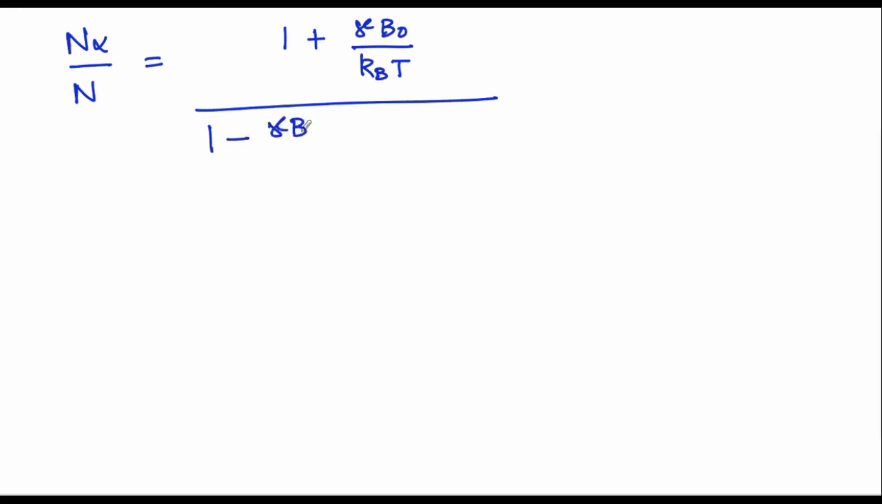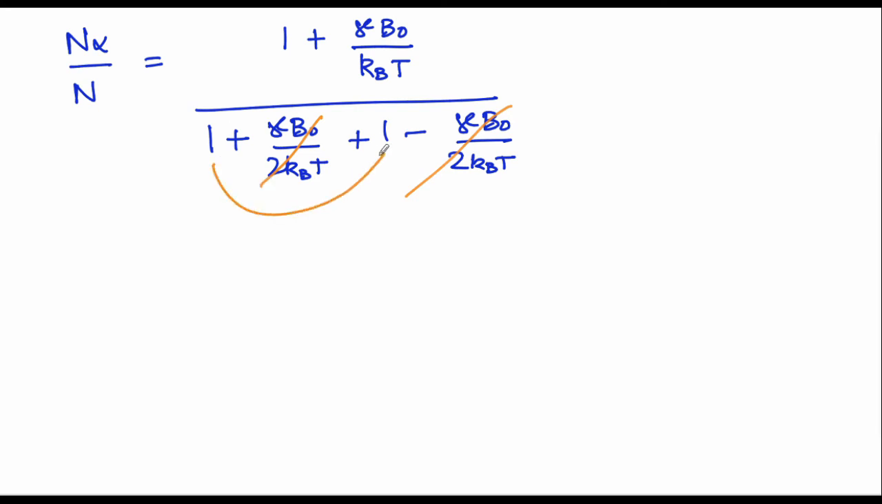N alpha by n will therefore become 1 minus of minus, which will be plus gamma B naught by kBT, the whole divided by 1 plus gamma B naught by 2 kBT plus 1 minus gamma B naught by 2 kBT. These two terms will cancel with each other. These two will add up to give you 2. So therefore, this ends up being 1 over 2 times 1 plus 0.8 into 10 to the power of minus 4.